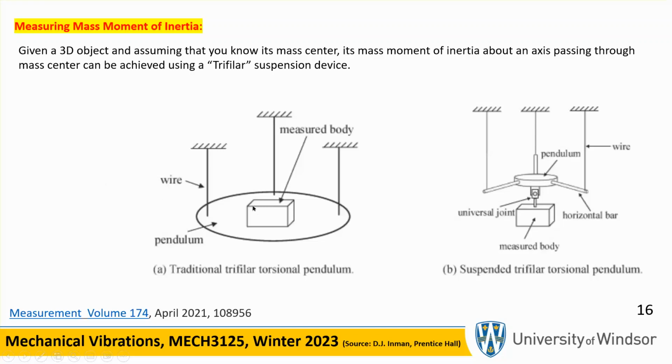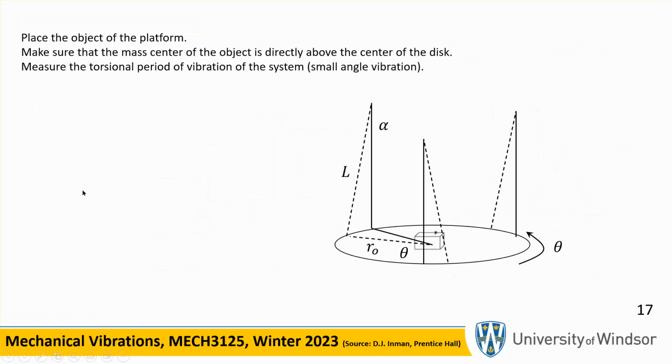So you place this object so that its mass center sits exactly at the center of this suspension disk. These are suspended by some ropes, wires. Okay, so this is a simplistic view of an actual suspension that you do in real life, but it's a simplified version of it.